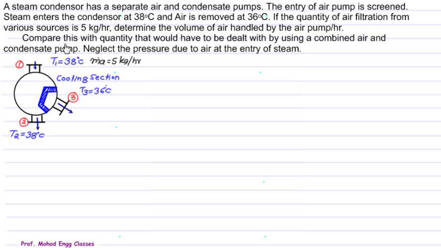The steam enters the condenser at 38 degrees Celsius. T1 is 38. Air is removed at 36 degrees Celsius. The quantity of air filtration from the various sources that is coming into the condenser is 5 kg per hour.